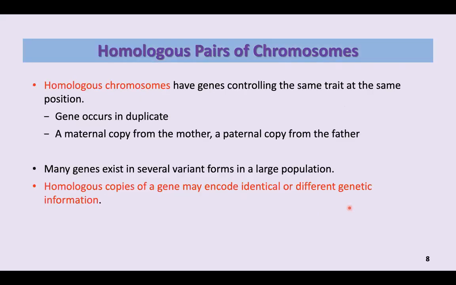So, homologous chromosomes have genes controlling the same trait at the same position. So, a gene occurs in duplicate, satu daripada mama, satu daripada your papa. Okay, so many genes exist in several variant forms in a large population. So homologous copies of a gene may encode identical ataupun different genetic information. Contohnya macam the copy of a DNA that brings about the trait of hair color.